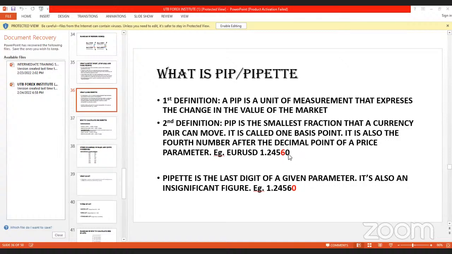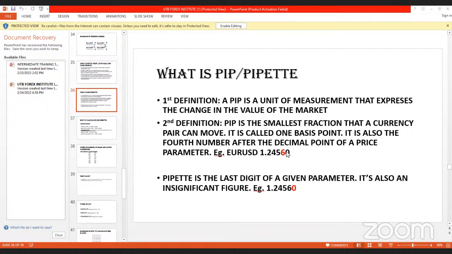Now, the last digit after the 4th-digit number is your pipette, which is the shortest or the smallest number you will see in market calibration.